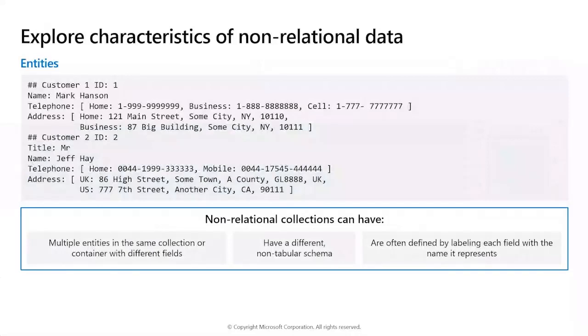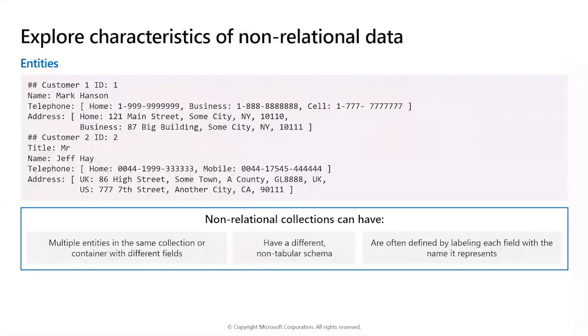So for example, if we have a look at telephone, we can have a home telephone, a business telephone, a cell telephone. And these multiple subfields are denoted by enclosing them between square brackets. And so if we wanted to add a new customer to this non-relational data store, it's a matter of inserting an entity with its fields labeled in some meaningful way.